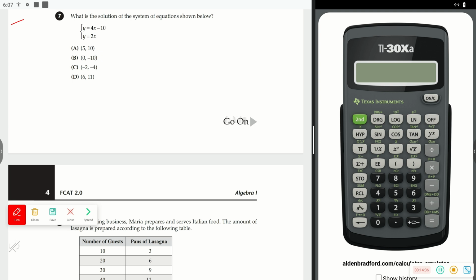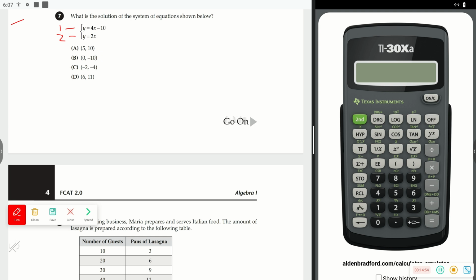All right, so for number 7, it says, what is the solution of the system of equations below? So here we have 2 equations. This is equation 1 and this is equation 2, and we have 2 unknowns. We don't know what x is and we don't know what y is. If you have 2 equations and 2 unknowns, you can solve it with substitution. So we have y equals 4x minus 10 and we have y equals 2x.